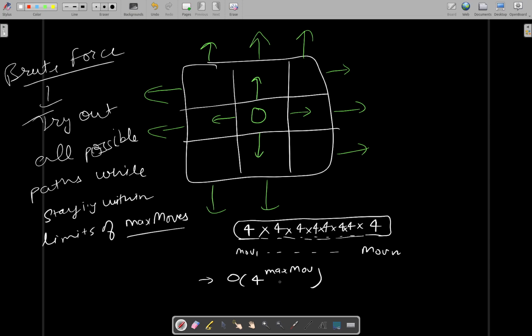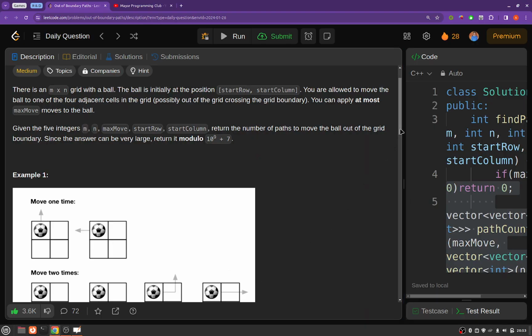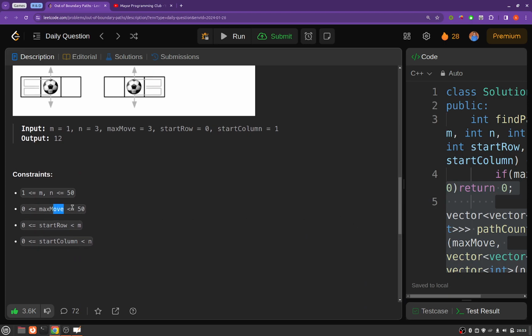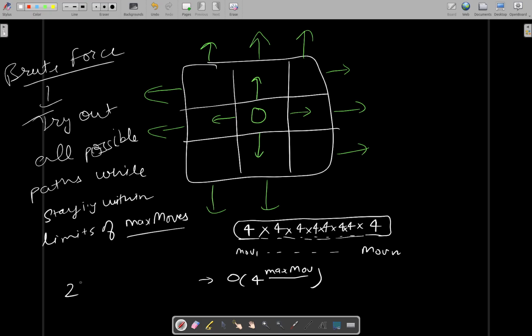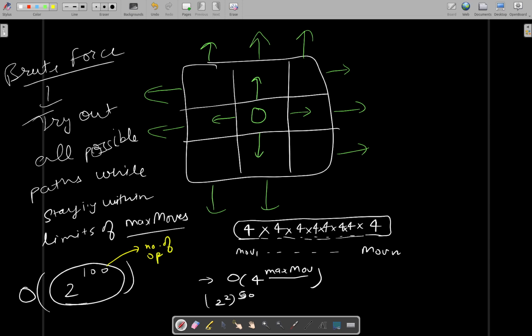And what is the order of max moves? It is 50, so it will be 2 raised to power 100, because 4 is 2 raised to power 2, and with a power of 50, these will multiply and 2 raised to power 100 will be there. So this will be the order of the number of operations required by the brute force solution.